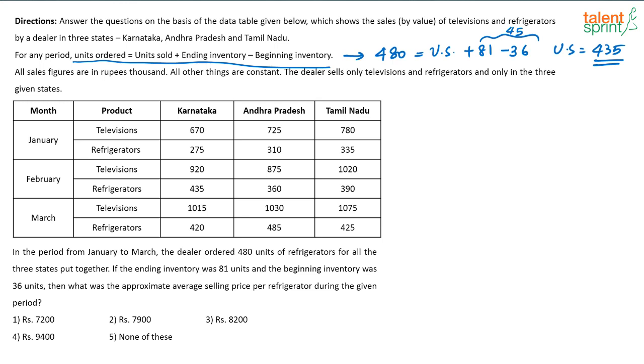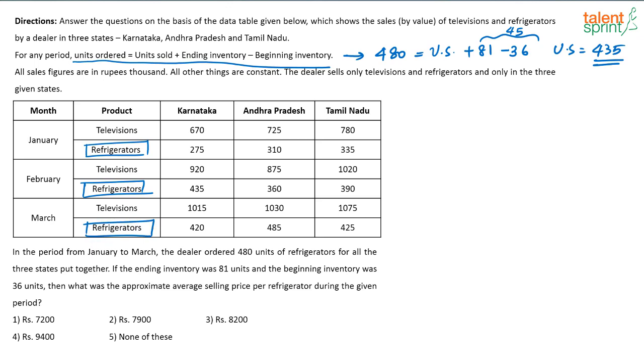Okay. Now next, what else is given? What should you find out? What is the approximate average selling price per refrigerator during the given period? So from January to March, you have to consider the total sales of all the refrigerators. Correct? You have to consider the total sales of all the refrigerators.